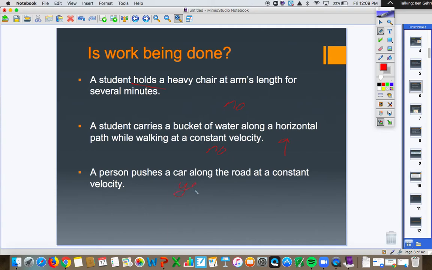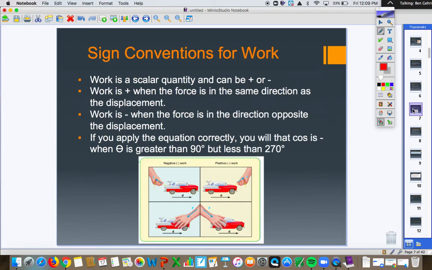This is going to be yes, because you have to exert a force that is equal to it to be at a constant velocity. You're still exerting a force equal to that of friction, air resistance, all of those. And so you have a force being exerted there. All right, when we talk about work, it is a scalar quantity.